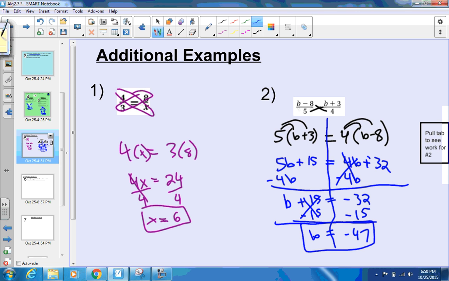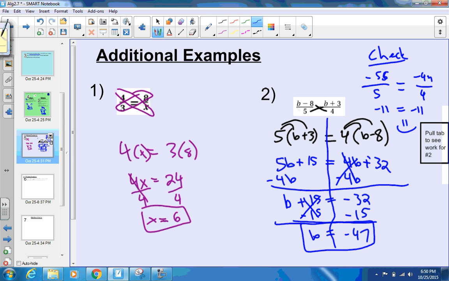All right. Now, you really should plug it back in there to check. For right now, well, we'll do that. So let's do negative 47 minus 8 will be negative 55 over 5. And that would be equal to negative 47 plus 2 would be negative 45 over 4. And both sides are going to be equal to negative 11. This is our checking here. And that makes us happy. So b really is negative 47 for this one.